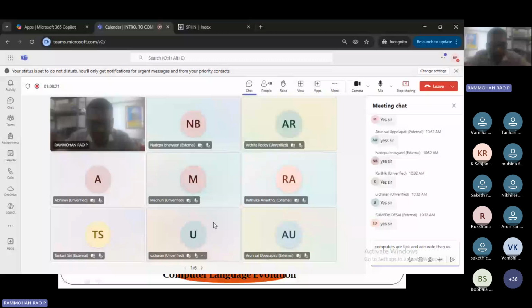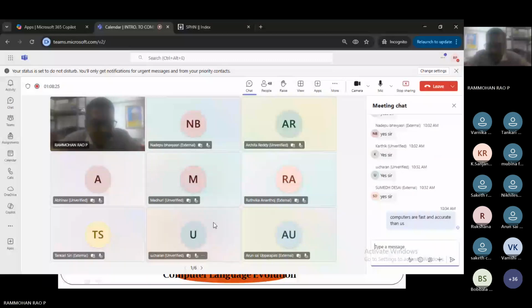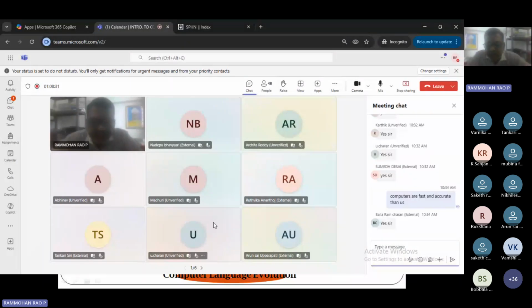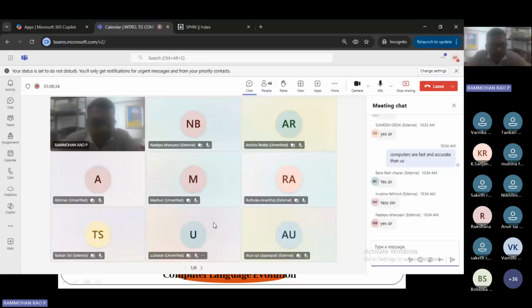So do you agree with me? Of course, a calculator itself is faster than us, right? So obviously a computer will be much faster than us. Computers are faster and more accurate than us. That's the reason I want to use the computer for solving my problems, for executing my jobs.